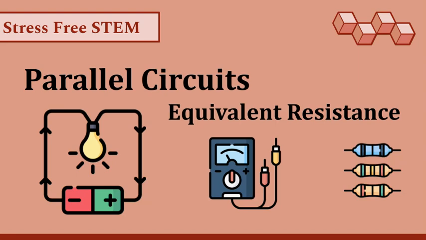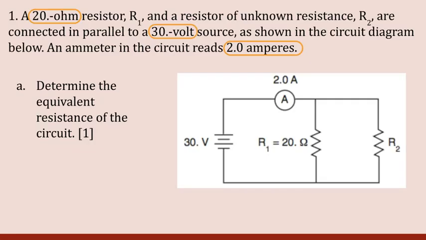Hi everyone. In this video we're going to go over parallel circuits, and we're going to look at a physics regents problem from a few years ago that deals with equivalent resistance. So the problem says a 20 ohm resistor R1 and a resistor of unknown resistance R2 are connected in parallel to a 30 volt source as shown in the circuit diagram below. An ammeter in the circuit reads 2.0 amperes.